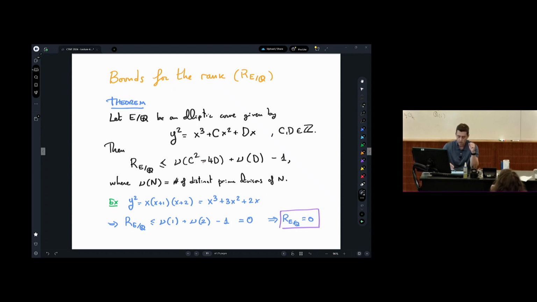So I can take, okay, what is this? That will be 9 minus 8, is 1. How many prime divisors are there of 1? 0. Nu of 2, how many prime divisors are there of 2? 1. So this is 1 plus 1 minus 1. That is not 0, is it? No, this is 0 plus 1 minus 1. That is 0. So the rank is less or equal to 0. So the rank is 0. So now I know that the rank is 0.